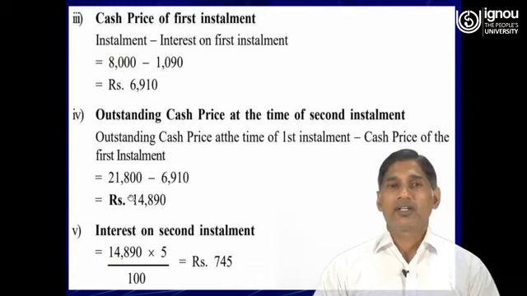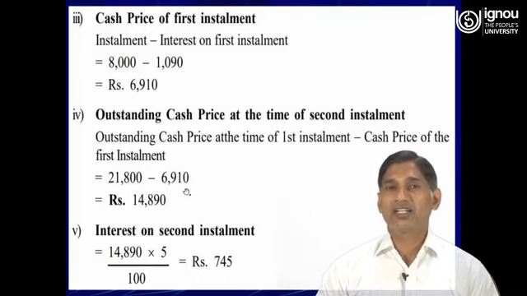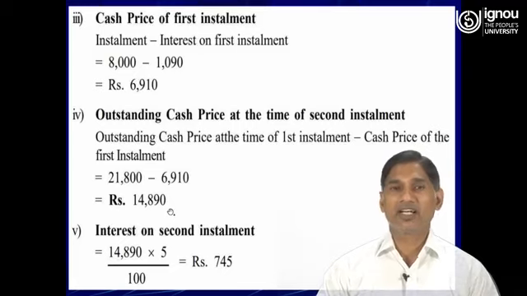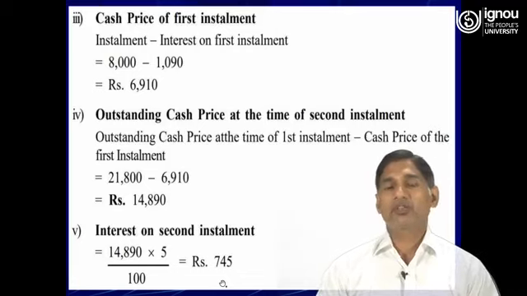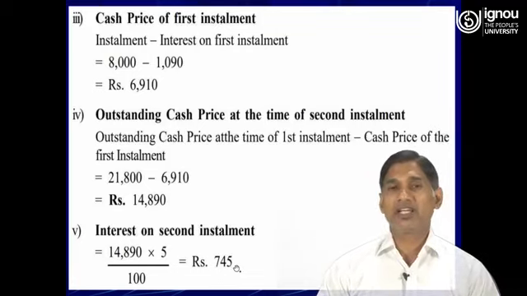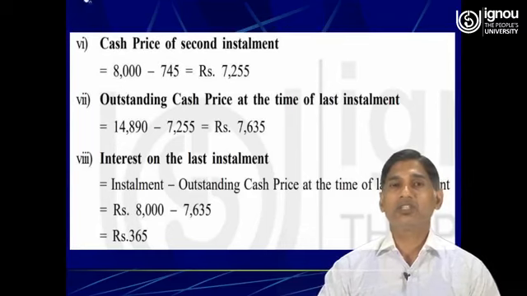So now the outstanding cash price at the time of first installment is 21,800 minus 6,910, the cash price of the first installment. So it is 14,890. If we apply the rate of interest at 5%, this is the amount of interest included in the second installment, 745. So the cash price of the second installment would be 8,000 minus 745. So this is the cash price of the second installment.